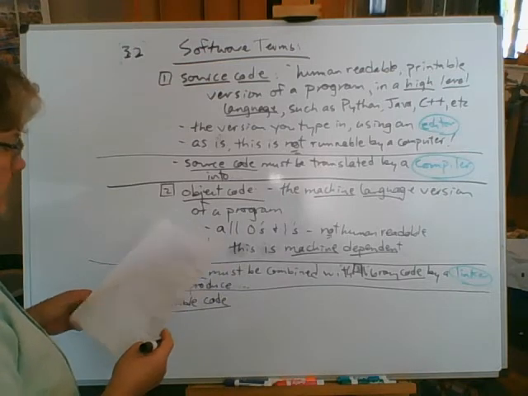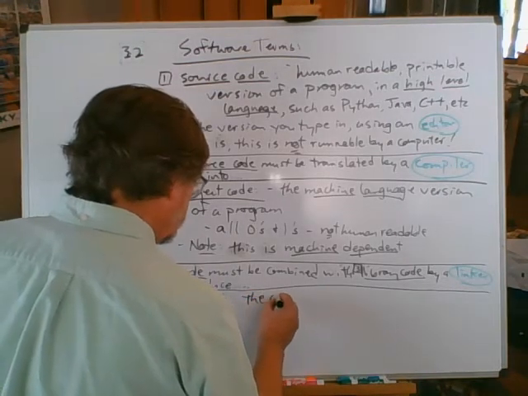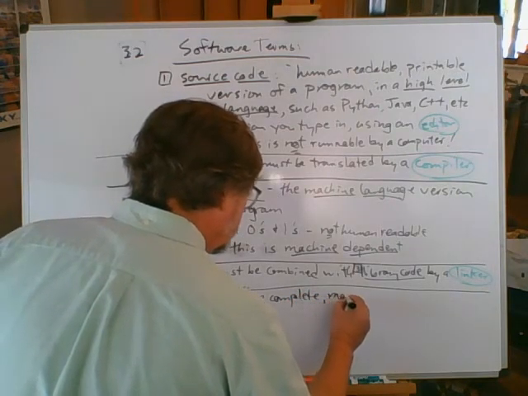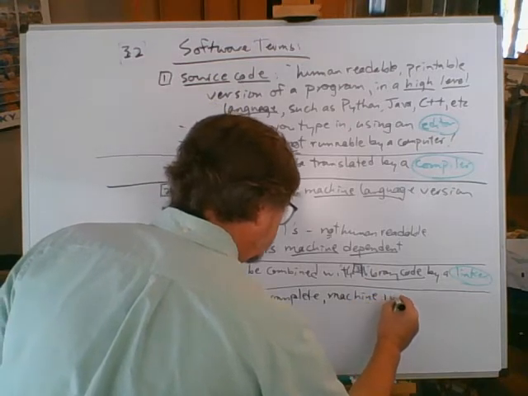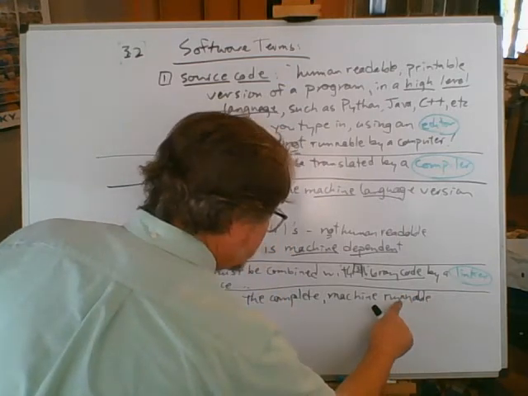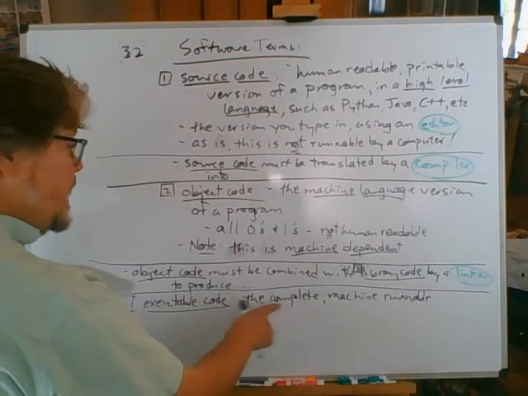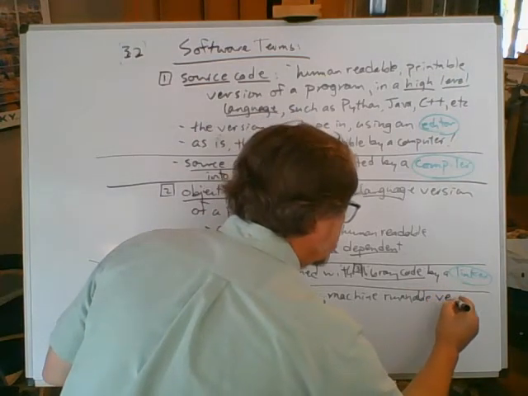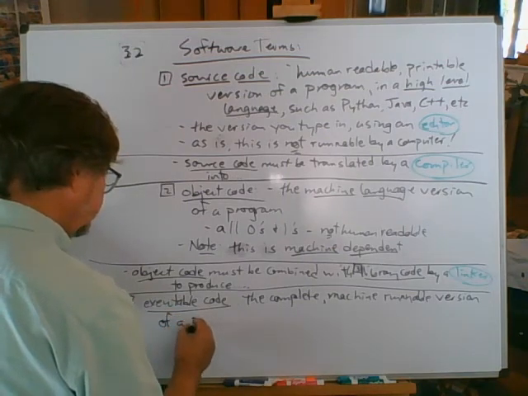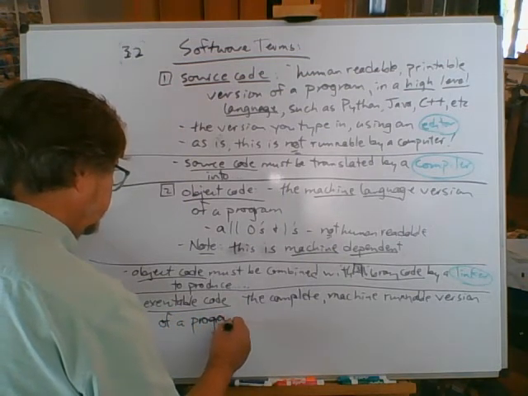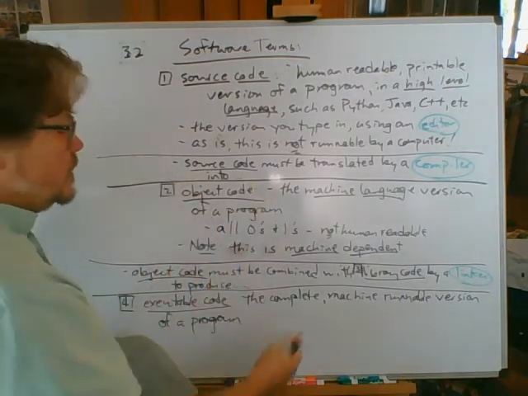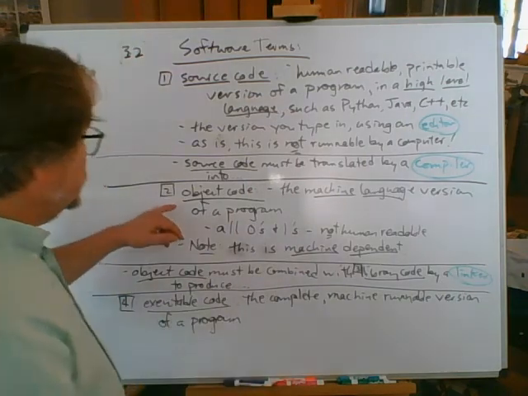Executable code. Finally, we reached the end of the line. The complete, machine runnable. That says runnable. It's not readable, but it's runnable. The complete machine runnable version of a program. Yes, it's still in machine language. Yes, now it has all the stuff. It's a complete package. You might have thought, well, why didn't we stop at object code?